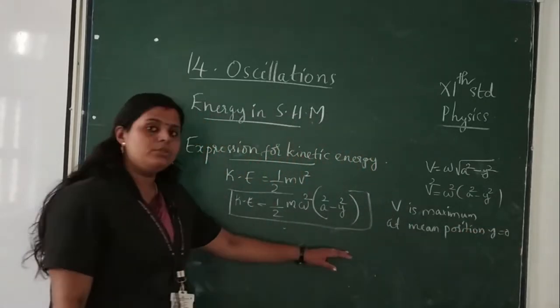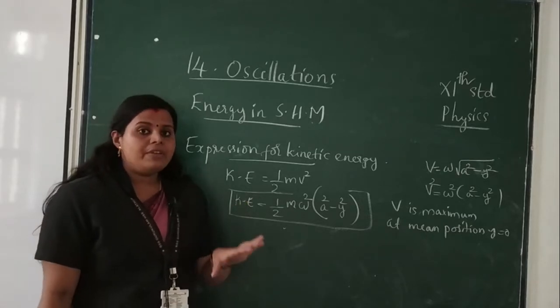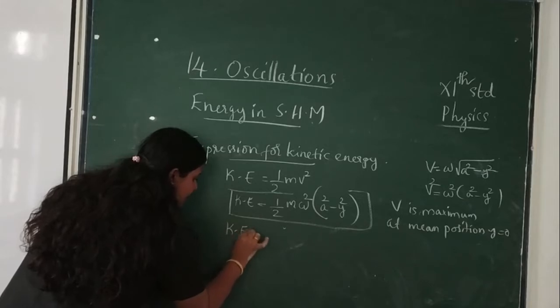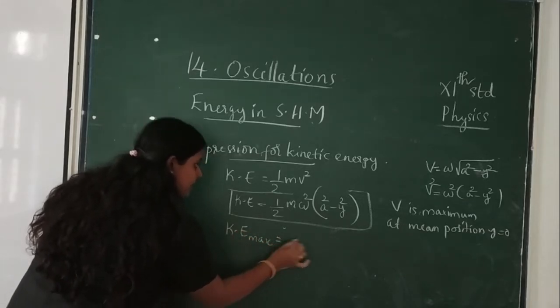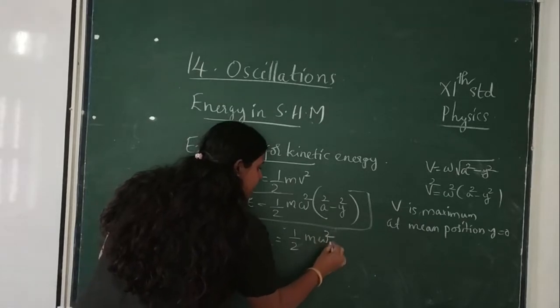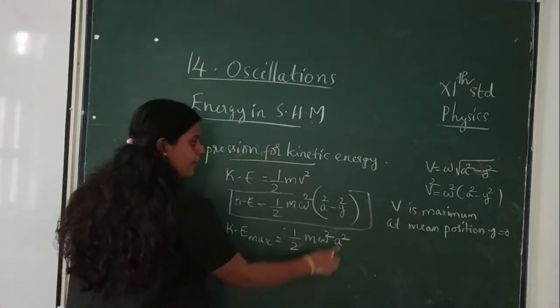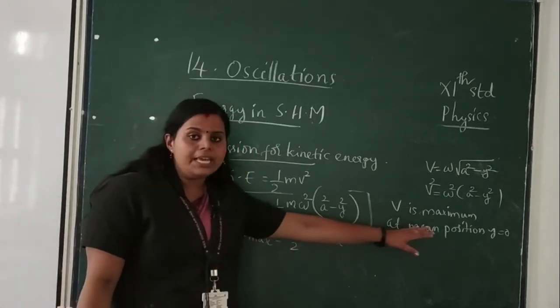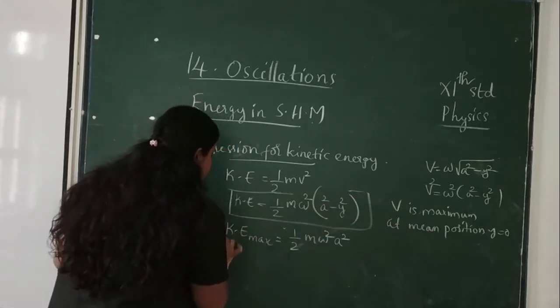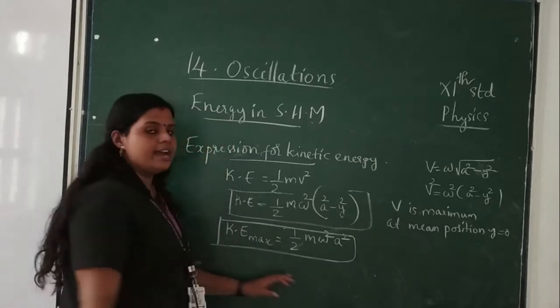അപ്പോൾ y equal to 0 തന്നെ ഇവിടെയും സബ്സ്റ്റിറ്റ്യൂട്ട് ചെയ്ത് കഴിഞ്ഞാൽ we will get an expression for the maximum kinetic energy. So the maximum kinetic energy is at mean position, and that is equal to half into m omega square into a square, right? y square എന്നുള്ളത് 0 ആയി പോകും അല്ലെ മീൻ പൊസിഷനിൽ. y 0 ആണെങ്കിൽ y square 0 ആവും. സോ മാക്സിമം കൈനറ്റിക് എനർജിയുടെ എക്സ്പ്രഷൻ ഇങ്ങനെയാണ് വരുന്നത്.